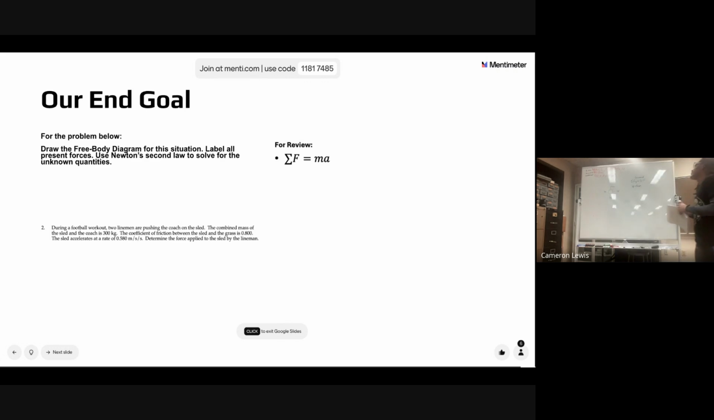So now, what is up and what is down? What are the names of the forces that are up and the names of the forces that are down? Write them instead of up and down. Which force is pointing up? Normal. And which force is pointing down? Gravity. So they're equal to each other.